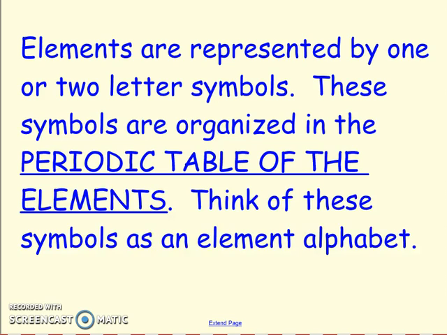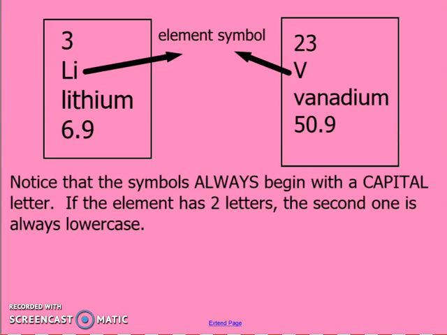So these elements on the periodic table are going to be represented by letters, so either one or two letters, and they're going to be organized in what we call the periodic table of elements. So you're going to think of these as kind of like an alphabet of elements, okay? Each of them is going to have a letter that represents that element, so we don't have to write the whole long word out every time. For example, lithium is represented by a Li. Notice that the first letter is always capitalized. And vanadium only has one letter, so it's just a capital V.